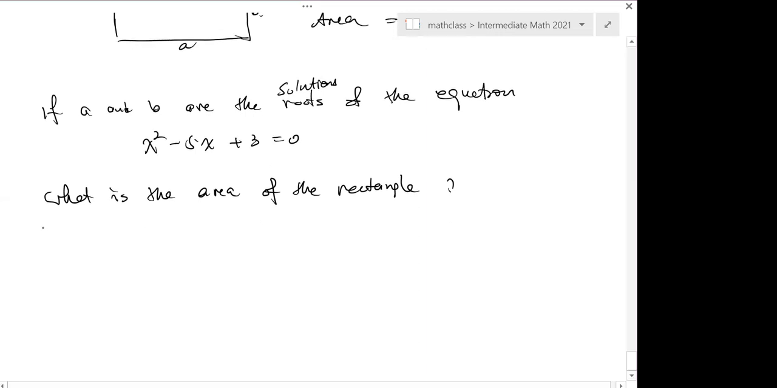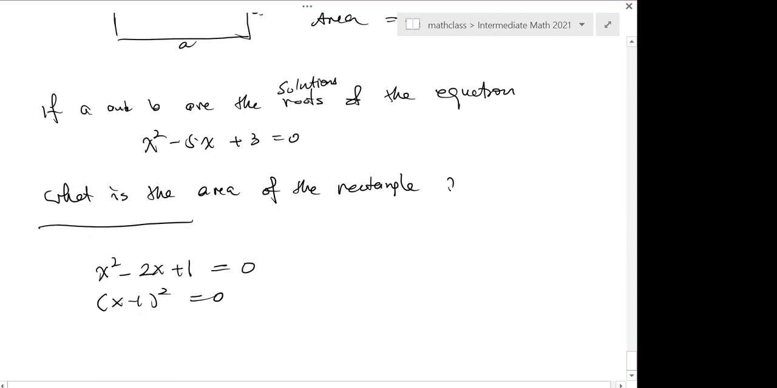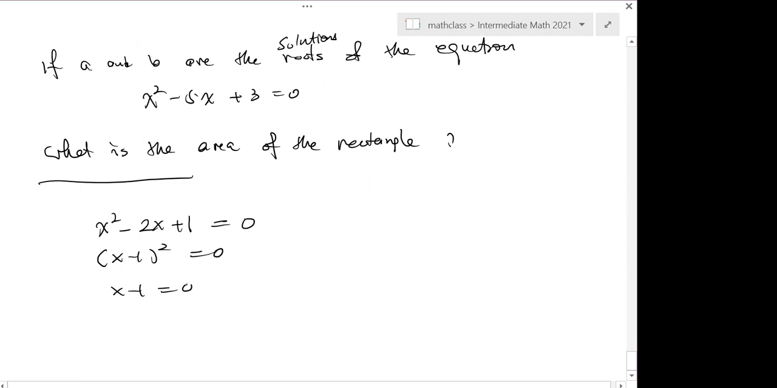All right, so let's have a review of the quadratic equation. Here's a quadratic equation, x squared minus 2x plus 1. If you are given an equation like that, how do you solve it? This equation can be written in this form, so x minus 1 must be 0. You only get one solution, x equals 1. This is called the root of the equation.